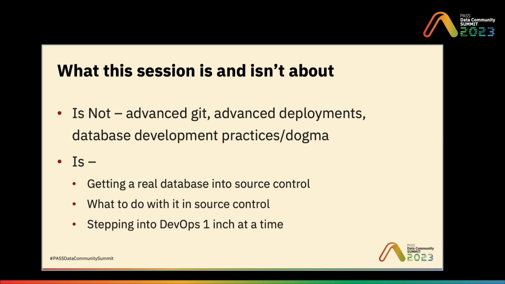What this is: you have a real database and you want to get it into source control. You have some idea of why it's a good idea, or you've been told that it's something you should do. How do you get it into source control? Hopefully for not too much money, or with processes that you can implement quickly and then reevaluate down the road. We're going to be stepping into DevOps 1 inch at a time.